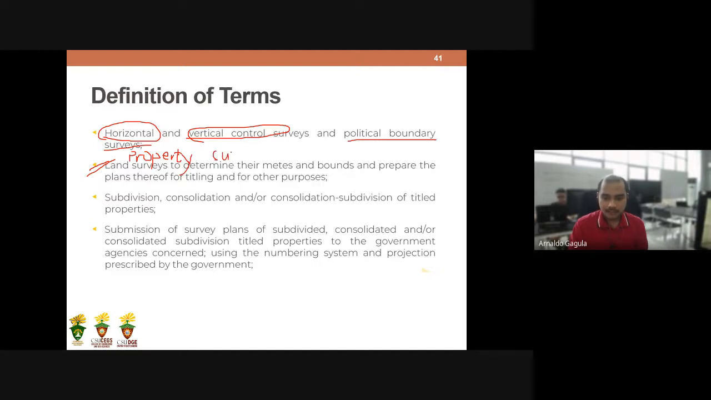Property survey. Sorry guys, it's not clear.